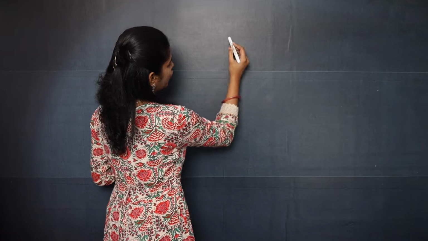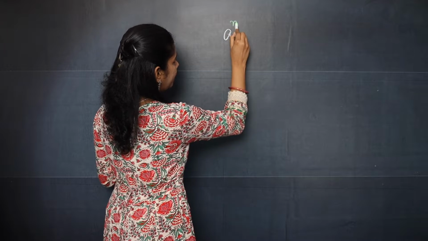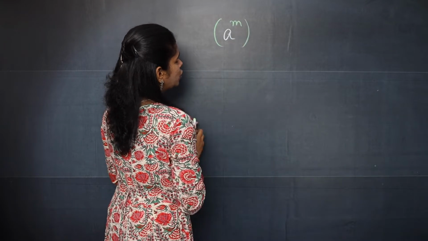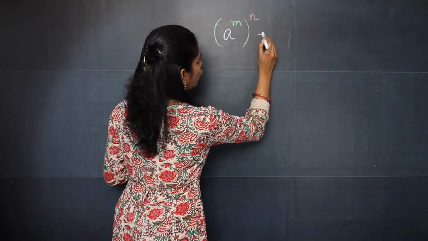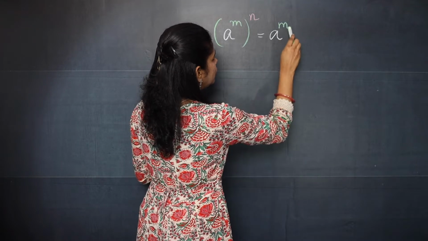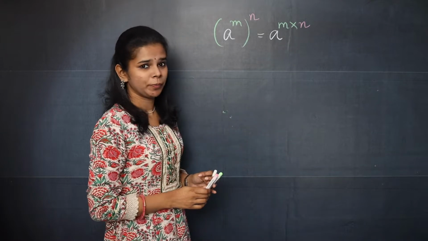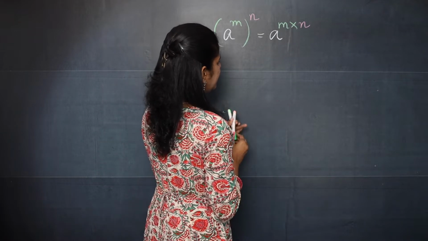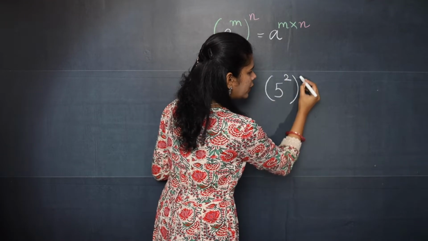Moving on to the third law, it is taking power of a power. So here let us take a non-zero integer a raised to the power m, the whole raised to another power n, and that is equal to a raised to m into n. You will multiply the powers. So here let us see some examples. 5 raised to 2, the whole raised to 3.